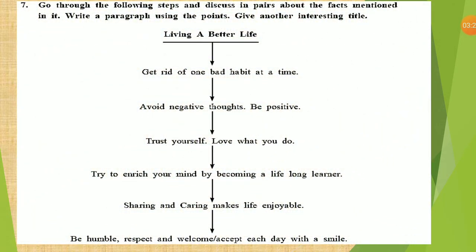In the seventh activity, you have to write a paragraph yourself. It's just like a summary of the poem. You can change the title, Living a Better Life. You can write on any title for that. You have to write that yourself.